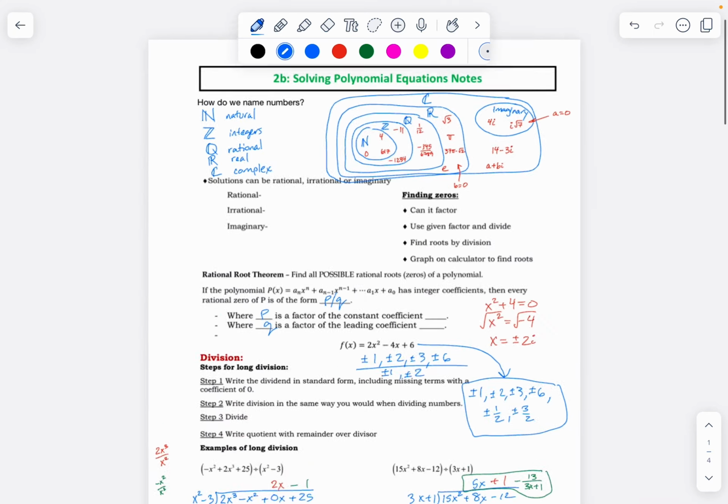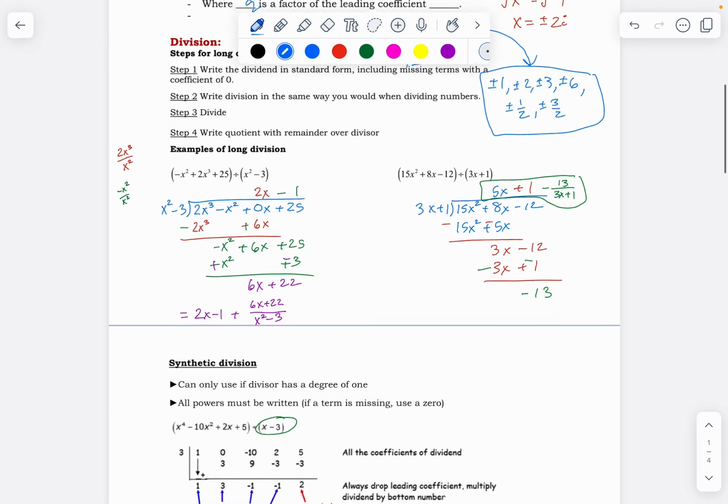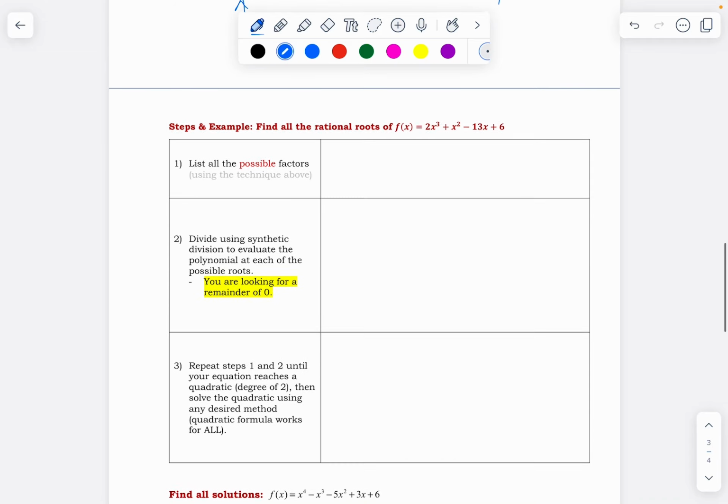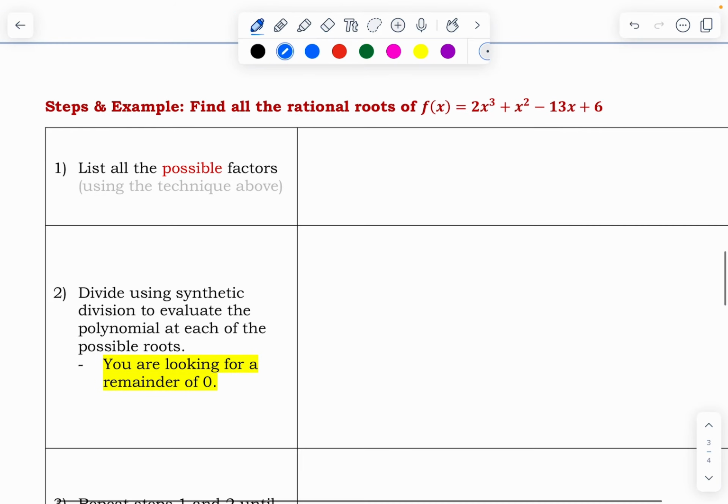This was solving polynomial equations where we started with dividing and all this lovely stuff, and now we're actually getting to polynomial equations where we can actually start solving. Okay, so I'm going to start by listing the possible factors.